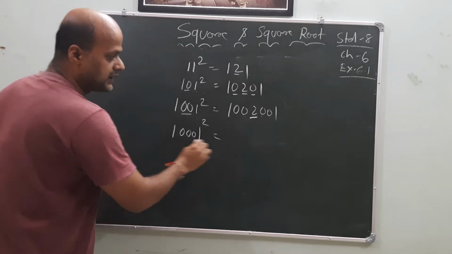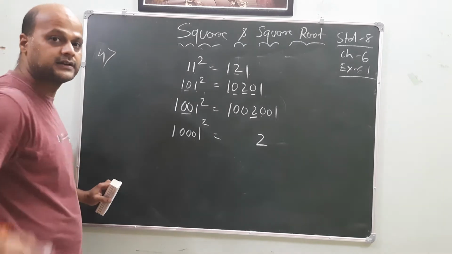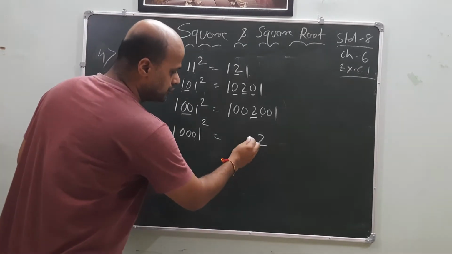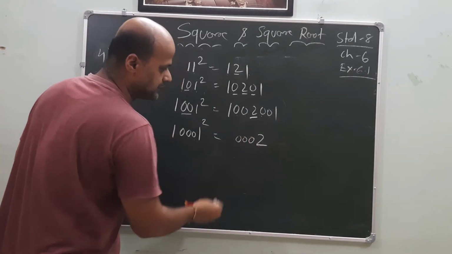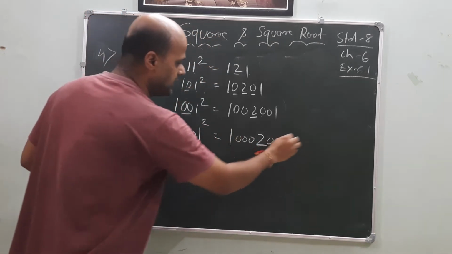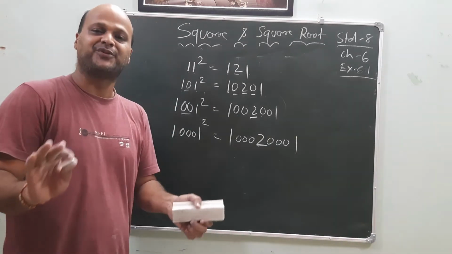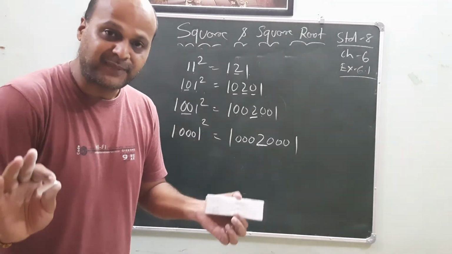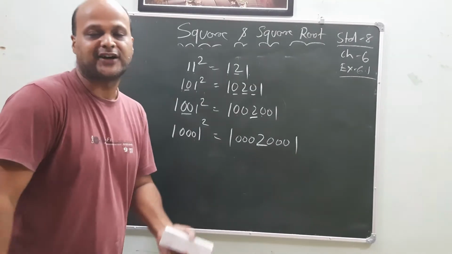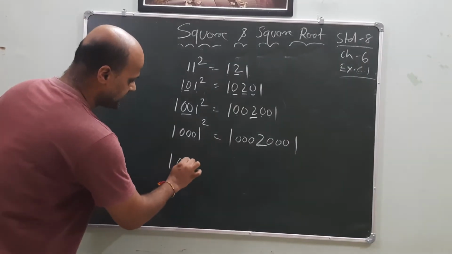How many ones are there? 2 ones. Right here 2. How many zeros are there? 3. Left hand side 1, 2, 3, and on the right hand side 1, 2, 3. Both sides 1 and 1. Understood now? You only have to study the pattern carefully, and you will get the answer as soon as possible, my dear friends. So what is the next one? Can you find out the next one?